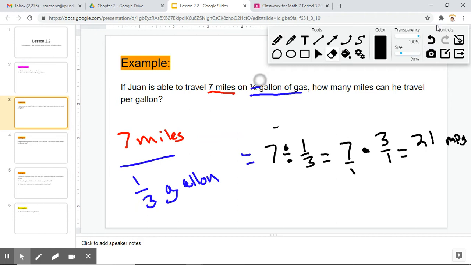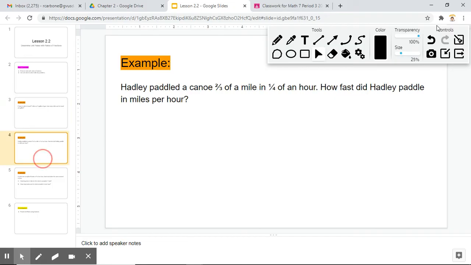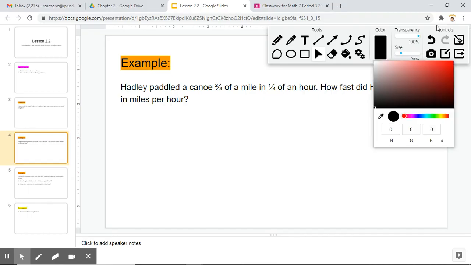All right, so what did we do there? Well, we found the unit rate using these two numbers here. So this is how many miles Juan is able to travel on a single gallon of gas. All right, let's get on to our next one. So Hadley paddled a canoe 2/3 of a mile in a quarter of an hour. How fast did Hadley paddle in miles per hour?